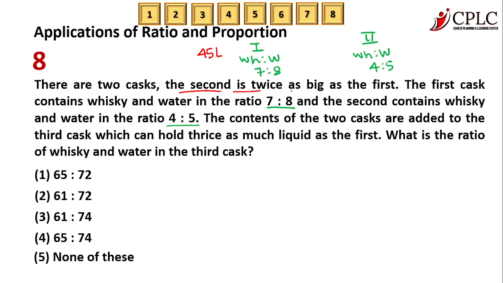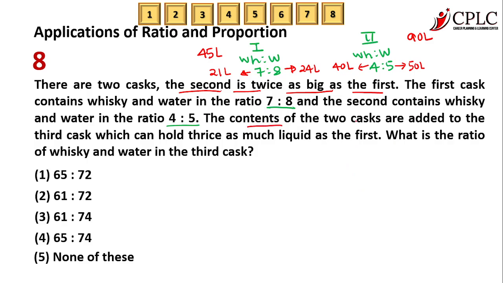Then they said that the second is twice as big as the first one. So the second becomes 90 liters for that matter. Now we also have to distribute the whiskey and water. So this is 21 liters. This is 24 liters. Similarly, this is 40 liters and this is 50 liters. The breakup of 90 liters in the ratio 4 is to 5.